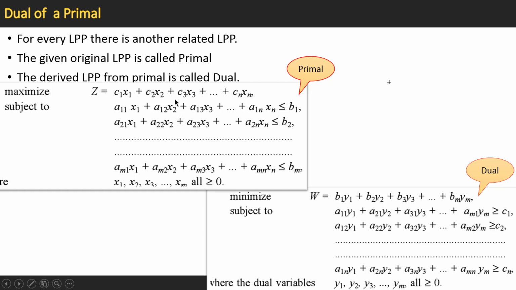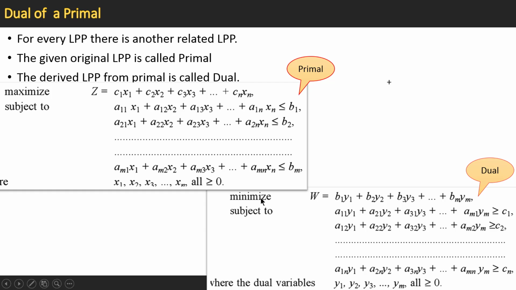Now what about c1, c2? Where are they going? Look here. The coefficients of the objective function have become the right hand side of the constraints of the dual. So they have just exchanged their places. Clear? Now one more thing. This is a maximization problem, so all the constraints will be of less than or equal to sign. If it is a minimization, then all the constraints will be of greater than or equal to sign.